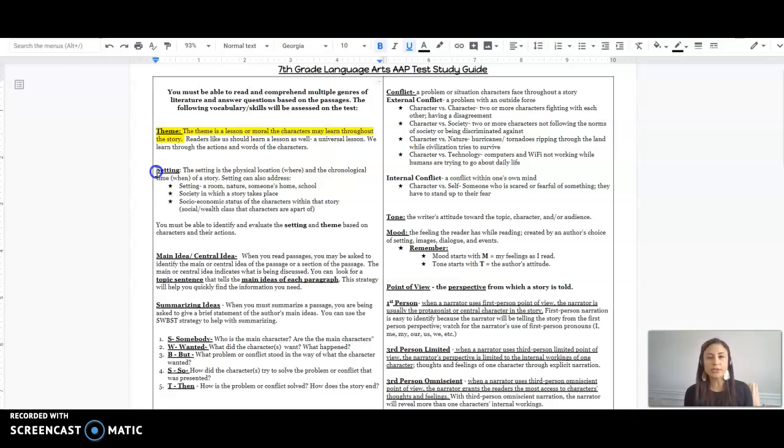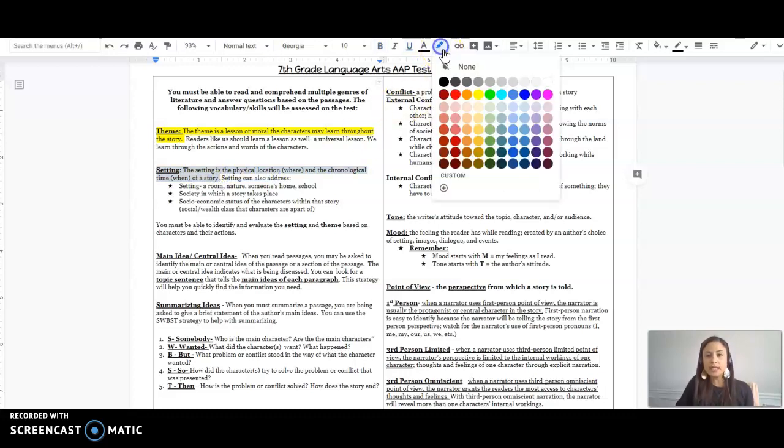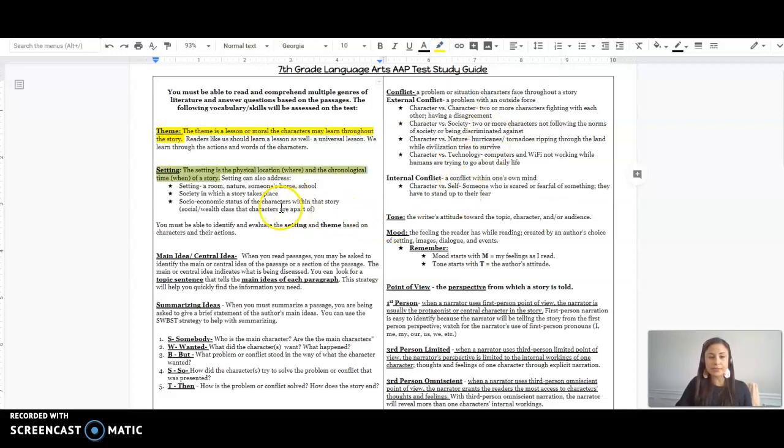But setting also includes the time a story takes place. The time could be a time period. It could be the time of day. Right now, you can see the sun shining in my windows, so it's during daytime. The setting could also be at night, okay? We also have to think about the setting being in the past, during the present, or maybe set sometime in the future. All right, so here we have the setting is the physical location and the chronological time where a story takes place, okay? And the setting can also tell us a lot about the characters.